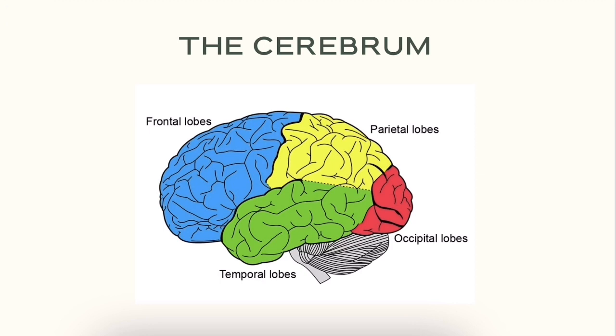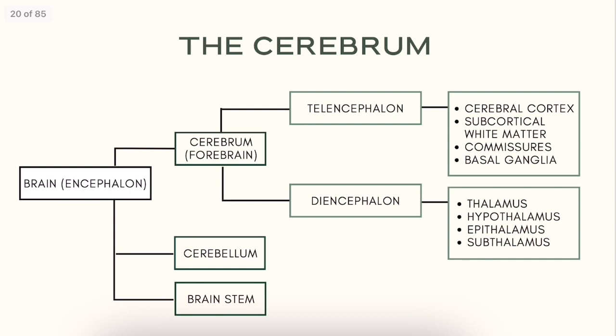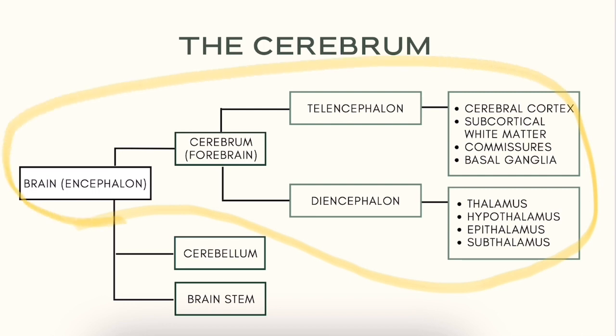Okay, let's now talk about the bulk of our topic, which is the cerebrum. So this is how the cerebrum looks. We have our brain or our encephalon, which is subdivided into our cerebrum or forebrain, then our cerebellum and then our brainstem. But for this topic, we will be focusing on this part. So we will be talking about first our telencephalon, which consists of the cerebral cortex, subcortical white matter, the commissures, and the basal ganglia. And we have our diencephalon, which has our thalamus, hypothalamus, epithalamus, and subthalamus.